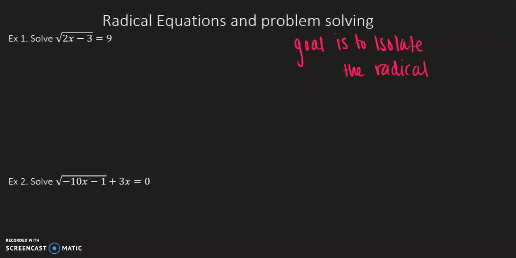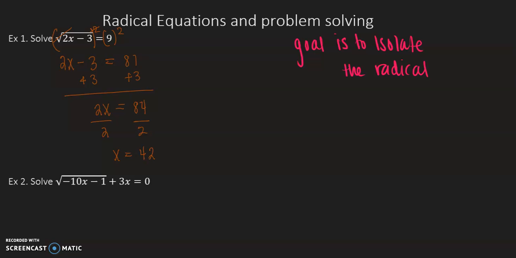So now that you have that, you're going to go ahead and square both sides. That's how you get rid of the radical. The radical and the square cancel each other out, and all you have left is 2x minus 3 equals 81. Then you'll go ahead and add 3 to the other side. You get 2x equals 84. Divide by 2, x equals 42.